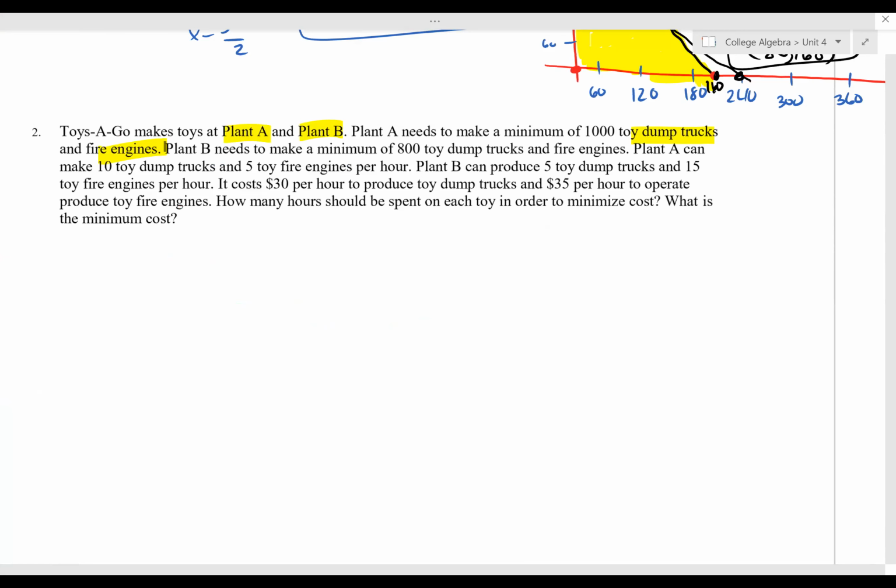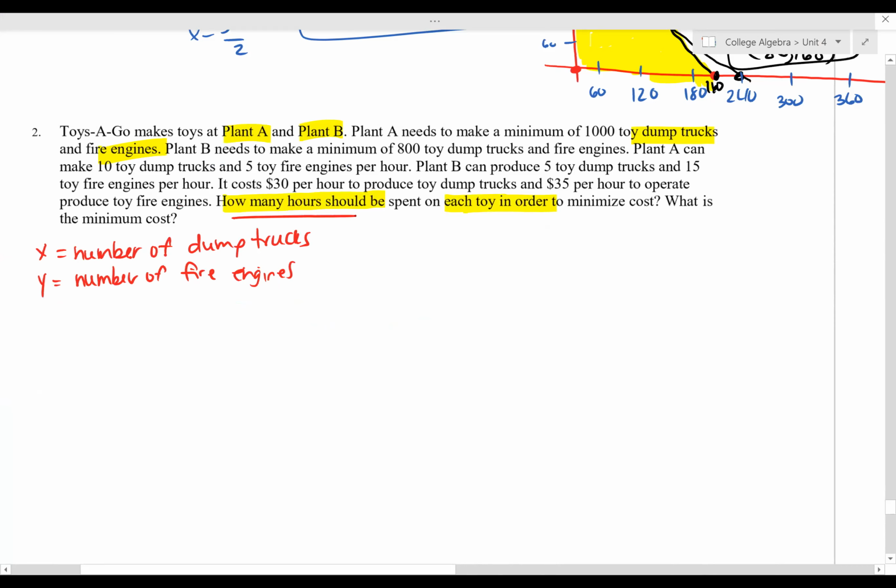So the strategy is always focus on that ending sentence, find that question word, and it tells you what your variables are. It says, how many hours should be spent on each toy? So that tells me that my variables have to be defined by the different toys. So X is number of dump trucks, and Y is number of fire engines. That's a really helpful strategy to avoid that confusion.